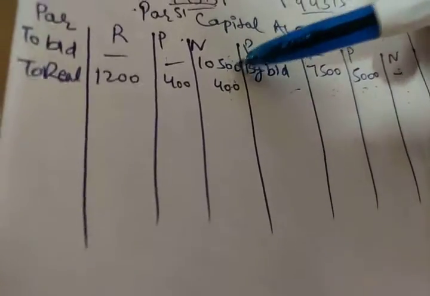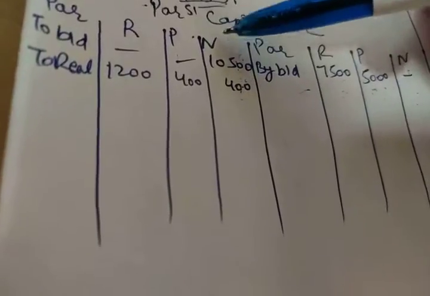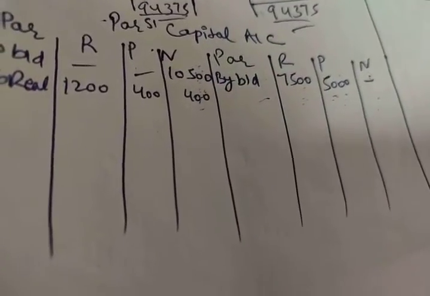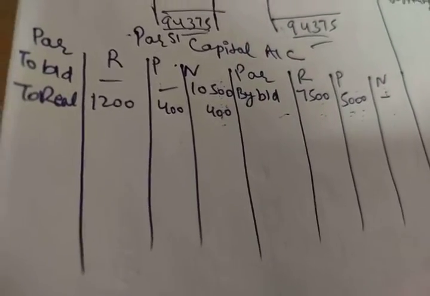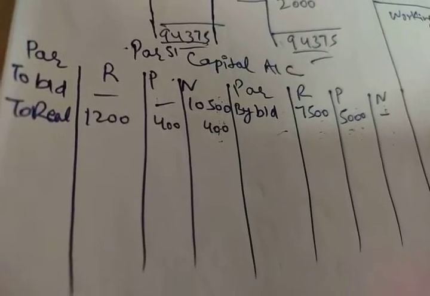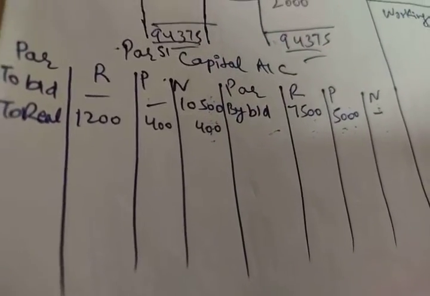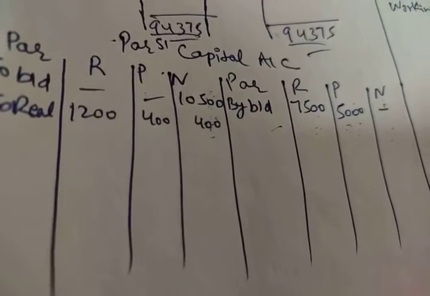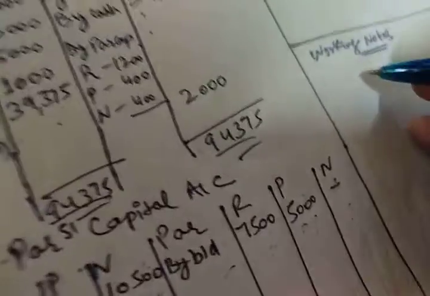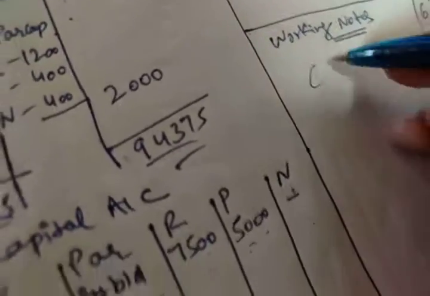They need to make this capital deficiency of N good as per the capital ratio which is standing at the time of dissolution. Then how to calculate that capital ratio, we will check. Fine. This was my working note, that's all.